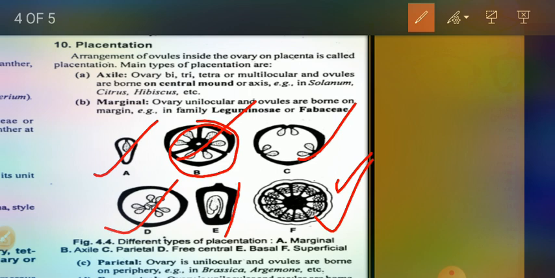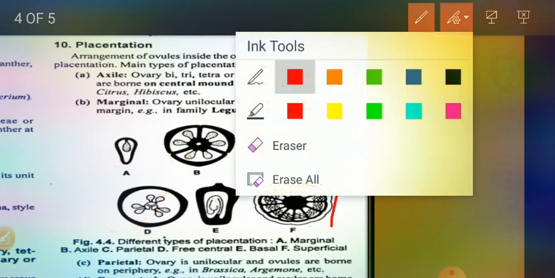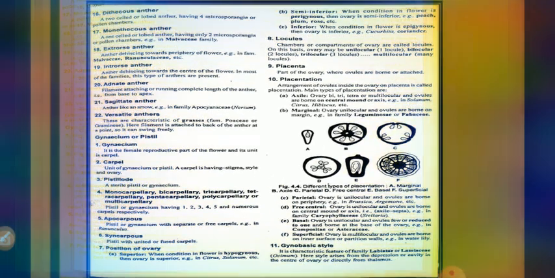Next comes the gynobasic style. What is the gynobasic style? Gynobasic style is a characteristic feature of the Labiatae family. In the Labiatae family, this type of style is found, that is, the style arises from the depression or cavity in the center of the ovary, directly from the thalamus. That's why this is known as the gynobasic style.